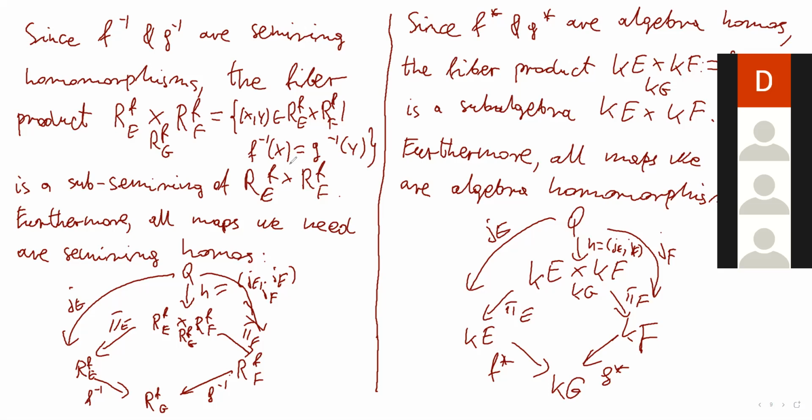And exactly the same thing on the right-hand side, except that now F inverse and G inverse are replaced by F star and G star, the pullback maps. And here, instead of talking about unital semi-rings and unital semi-ring homomorphisms, we are talking about unital algebras and unital algebra homomorphisms. That's exactly the same story. All the maps involved are unital. So this means that indeed, these pullbacks are pullbacks in the category of respectively unital semi-rings and unital algebras.